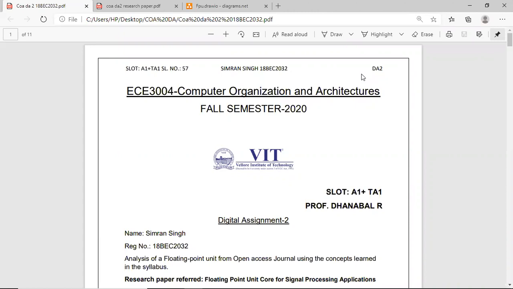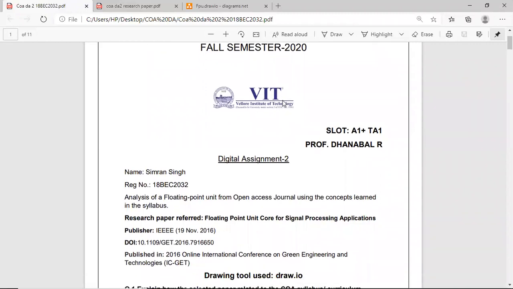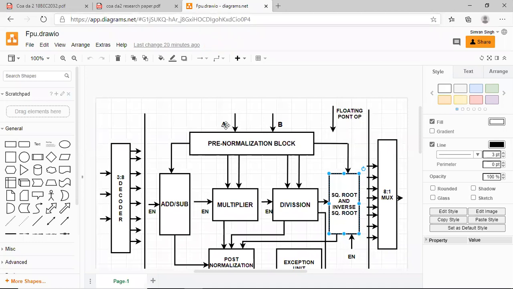This assignment asks us to analyze a floating point unit from an open access journal using the concepts learned in the syllabus. I have utilized the online drawing tool called Da2 for making the block diagrams and architecture diagrams for this assignment. I hereby illustrate this drawing tool.